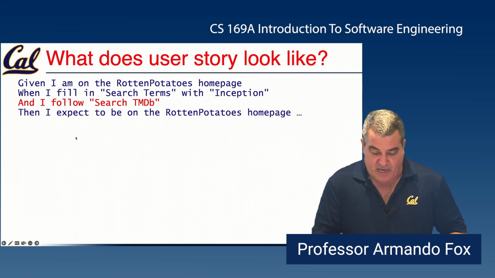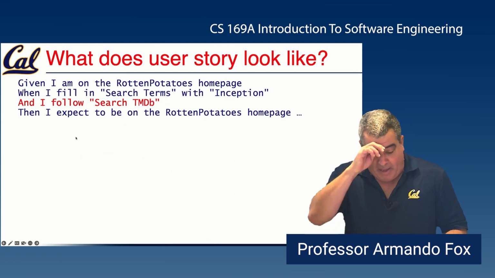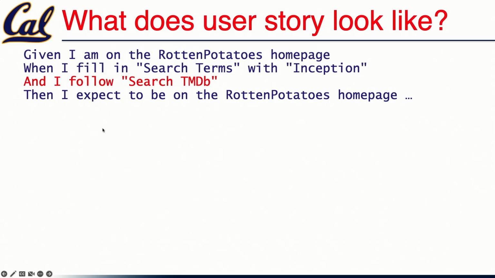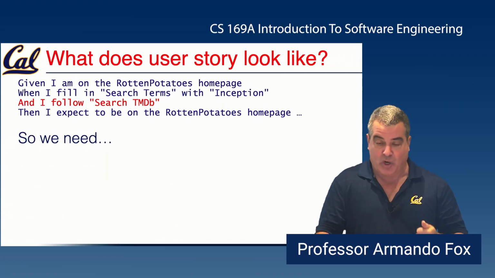These are steps of the kind that you've seen before. So I can imagine a new thing would be when I fill in search terms with whatever and I follow search TMDB, then I expect to be wherever, a home page, search results. But let's say we have a new view for search results. Just from looking at the user story, we can identify some things that we're going to have to add to our app in order to make this user story possible, right?